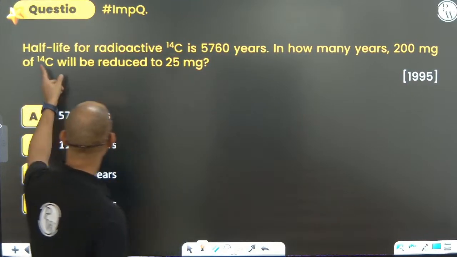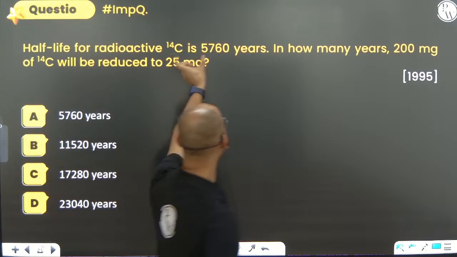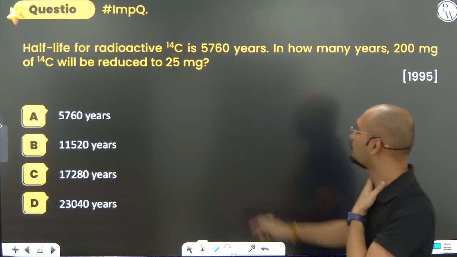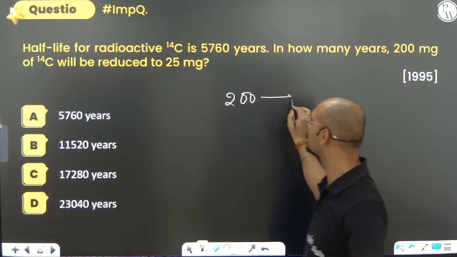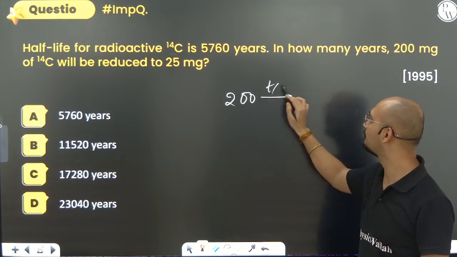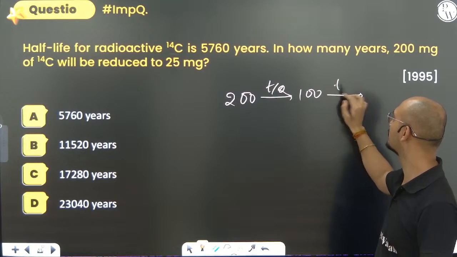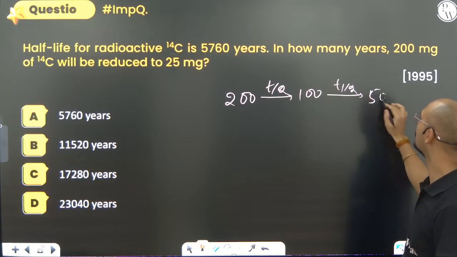Okay, next. Half-life of the radioactive carbon 14 is this much. How many times will it take from 200 to 25? So 200, just do it directly. In half time, in T half, how much does it become? 100. In another T half, how much? 50. How much does it want?